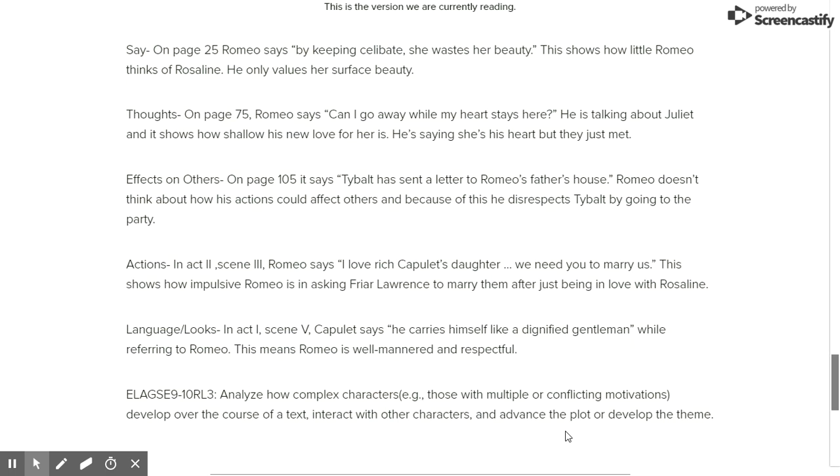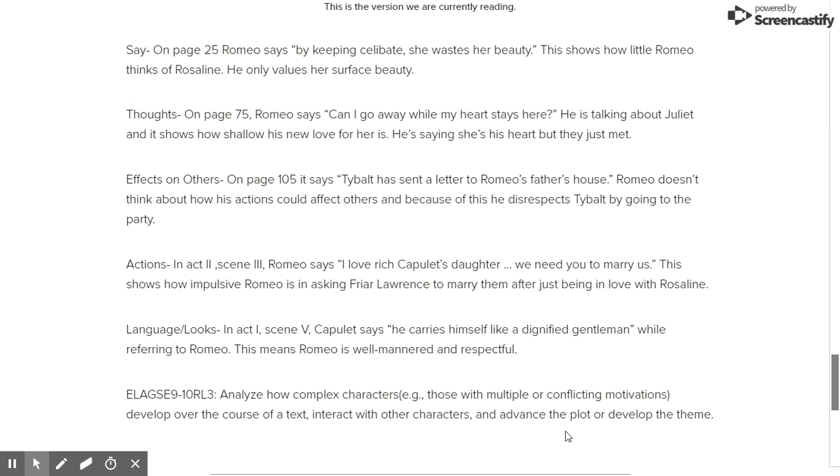L for language or looks. In Act 1, Scene 5, Capulet says he carries himself like a dignified gentleman. While referring to Romeo, this means Romeo is well mannered and respectful. And to give some context, at this point in the play, Tybalt is angry because Romeo showed up to a party that he wasn't supposed to be at. And Capulet tries to calm Tybalt down by explaining that Romeo is a good guy, and he characterizes Romeo instead of us seeing him.